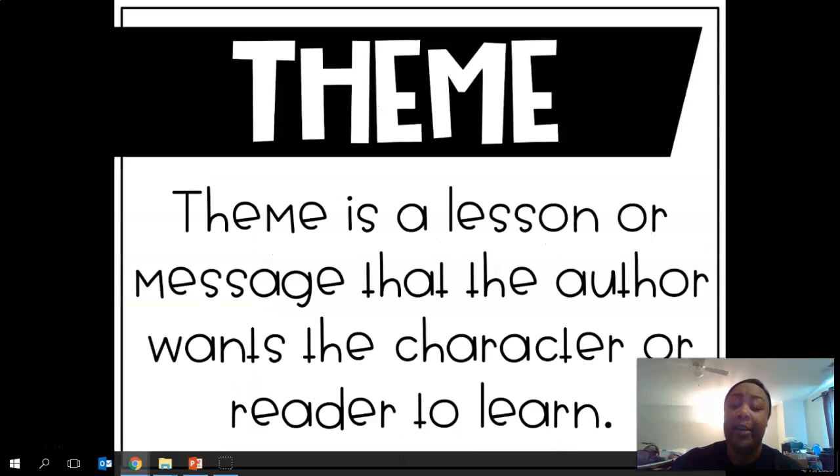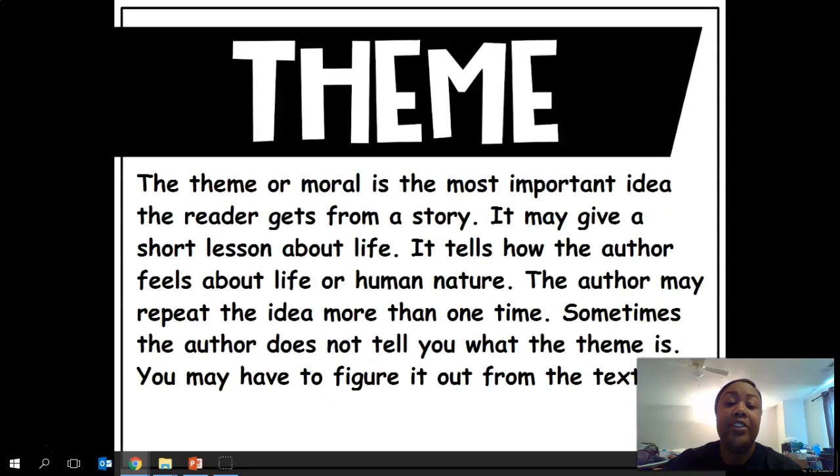We learned that the theme is a lesson or message that the author wants the characters or the reader to learn. The theme or moral is the most important idea the reader gets from a story. It may give you a short lesson about life. It tells how the author feels about life or human nature. The author may repeat the idea more than one time. Remember, a pattern. Sometimes the author does not tell you what the theme is. You may have to figure it out from the text.